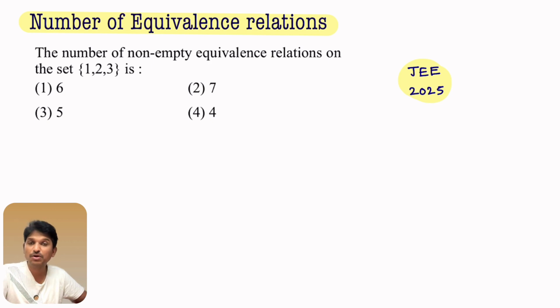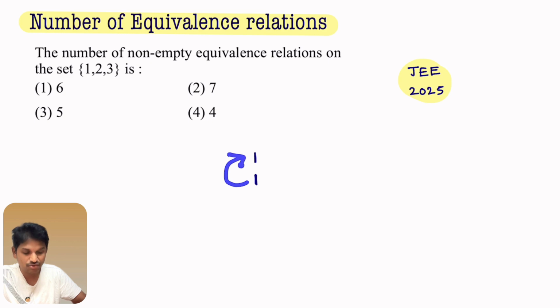To find the number of equivalence relations, we have one trick. We can find the number of equivalence relations from Bell's triangle. What is Bell's triangle? In Bell's triangle, first we write 1. Below this, you write one more 1. Now you add these two: 1 plus 1 is 2. You write that 2 here. Now whatever the last number you got, you write that number here. Now you add these two: 2 plus 1 is 3. Now add these two: 3 plus 2 is 5.